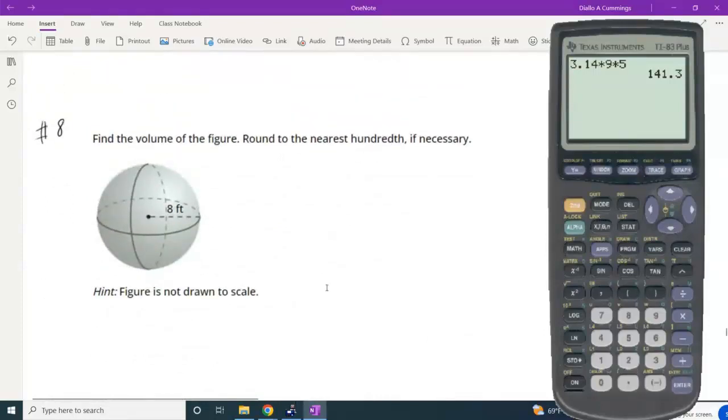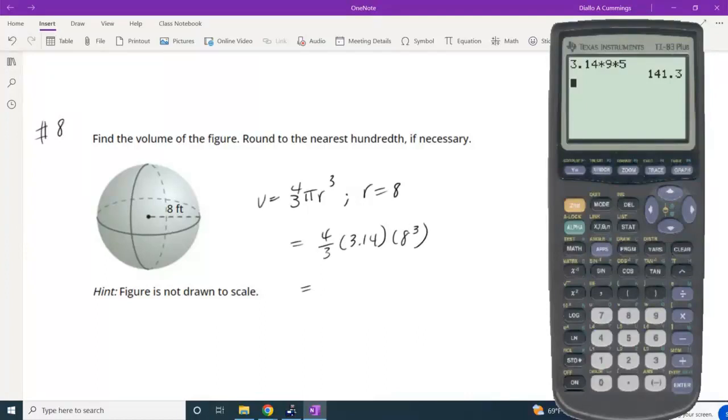Number 8, they want us to find the volume of the sphere. So the formula for the volume of a sphere is 4/3 times pi times the radius cubed. And in this case, we're going to substitute the radius for 8. So this is equal to 4/3 times 3.14 times 8 to the 3rd power.